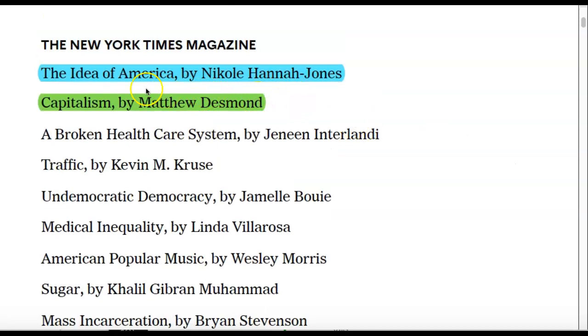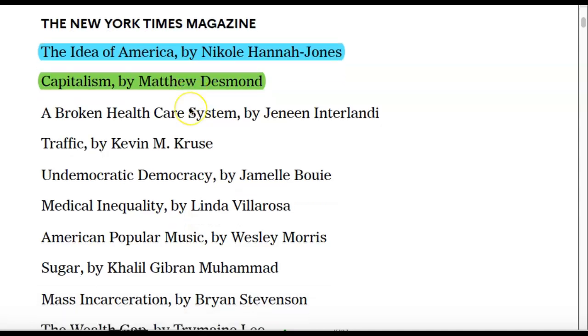But for our purposes, it's really the first one, The Idea of America by Nikole Hannah-Jones. That's the primary one. That's the one that you all want to read. Capitalism by Matthew Desmond, I think, is a good corollary to Nikole Hannah-Jones. He gives sort of the history of American capitalism through the idea of slavery. She's doing the history of sort of democracy through the idea of slavery. So they work well together, but we'll probably come back to Desmond in the capitalism section. So I'll point out some of the things that it talks about, but it's recommended reading, not required reading.